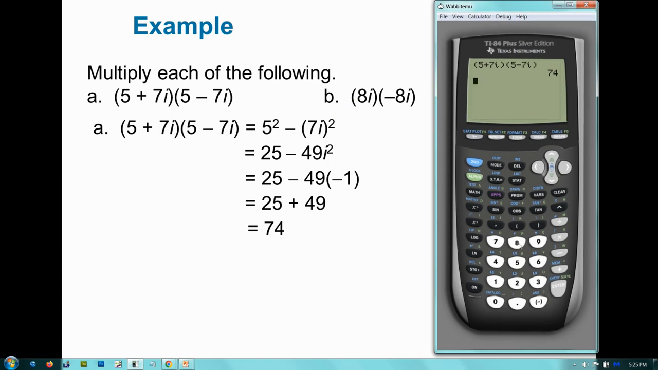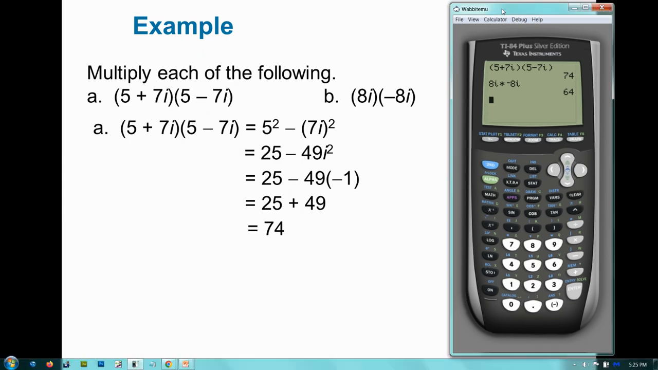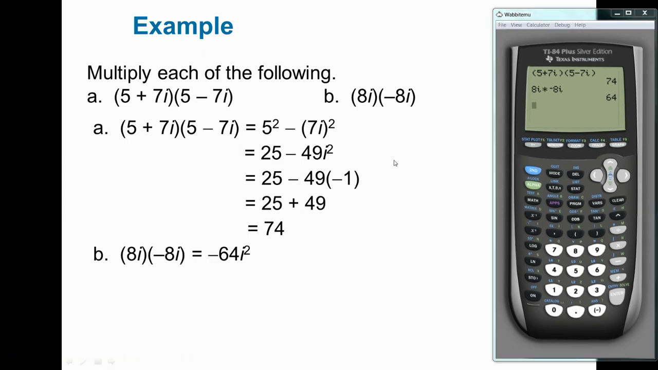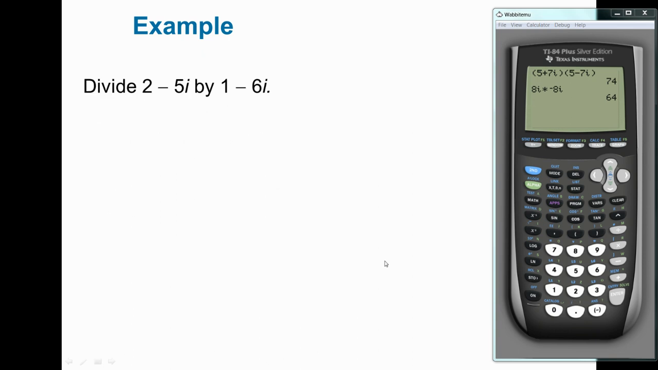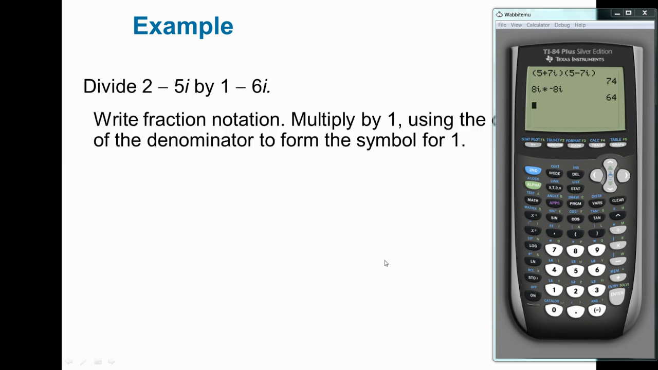8i times, I don't need the parenthesis here, times a negative 8i. Second function, period key. And I get 64. 8 times a negative 8 is negative 64. i times i is i squared, but i squared is negative 1. Negative 64 times a negative 1 is a positive 64. But you see it right there. All right, he wants me to divide here.